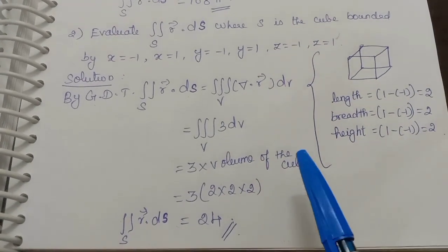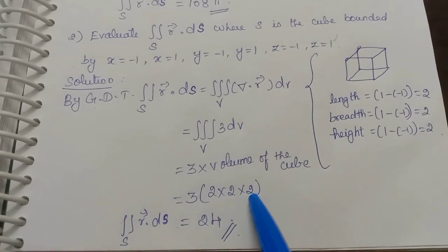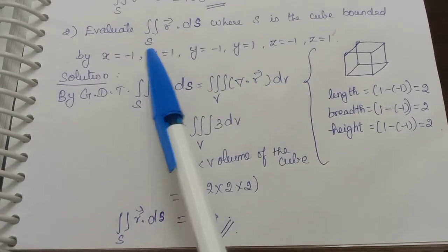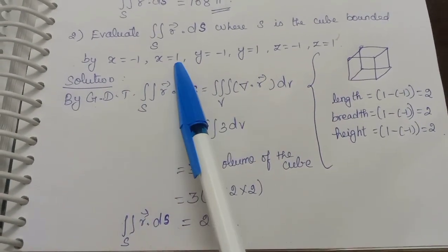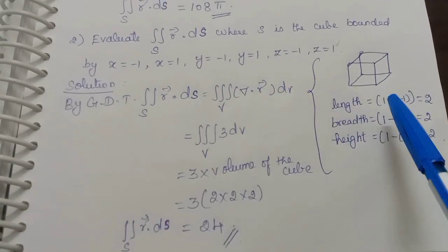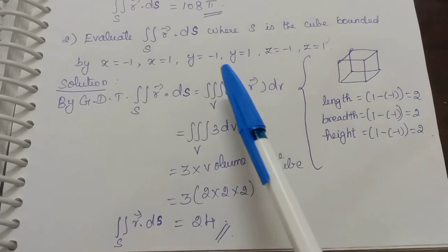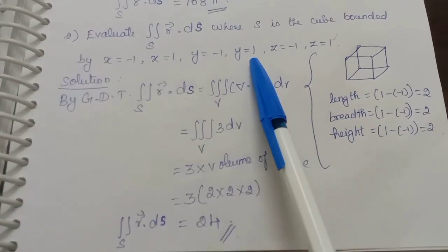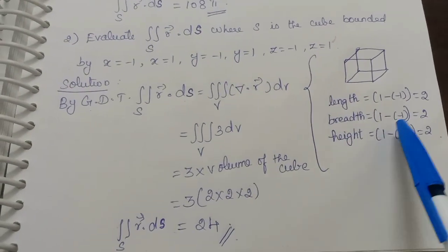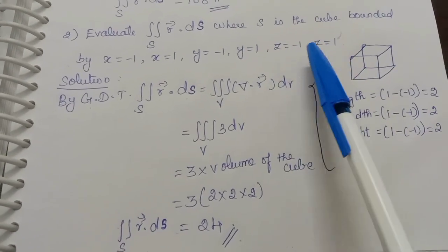So the volume of the cube is nothing but length into breadth into height. So how do we find the length, breadth and height? Suppose you take x along the length, then this is the lower limit and this is the upper limit. The length is given by upper limit minus lower limit. So 1 minus of minus 1 equals what? 1 plus 1, 2. And similarly, if this is taken as breadth, then breadth equals upper limit minus lower limit. So 1 plus 1 equals 2. The height is given by z, so again upper limit minus lower limit.